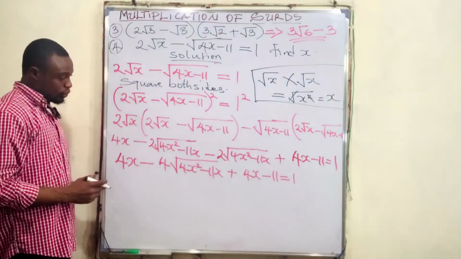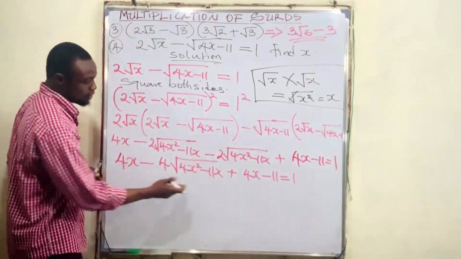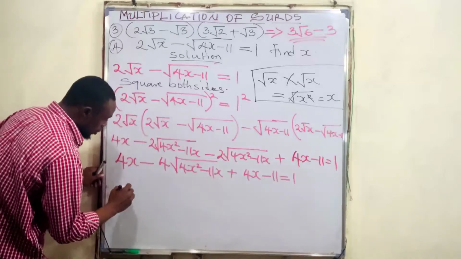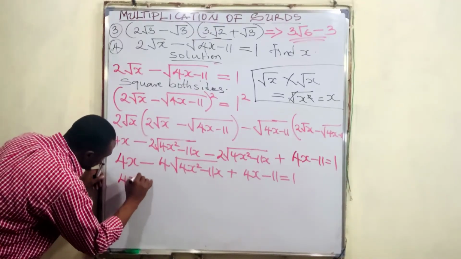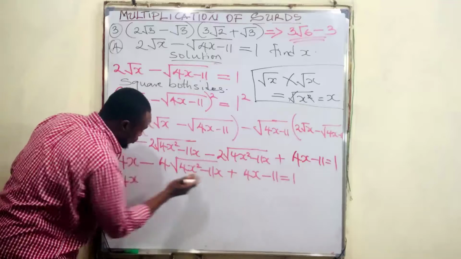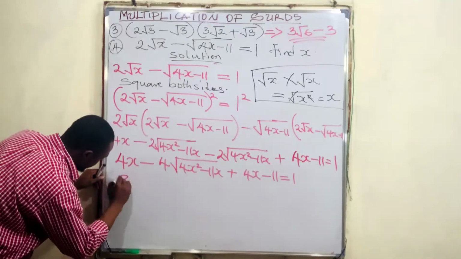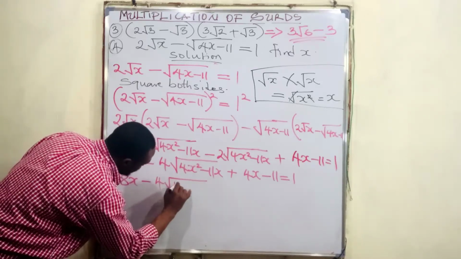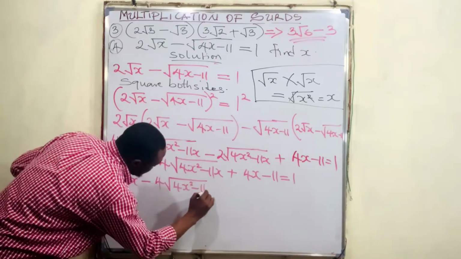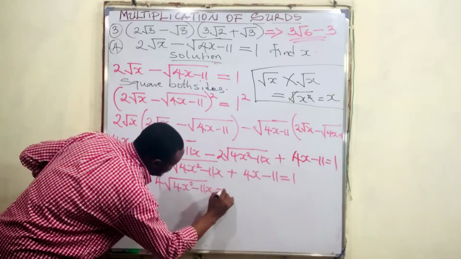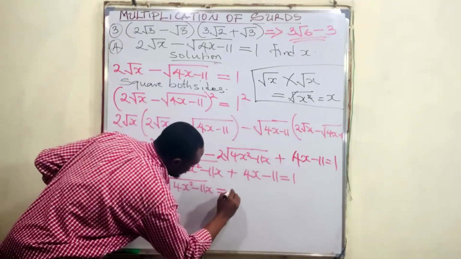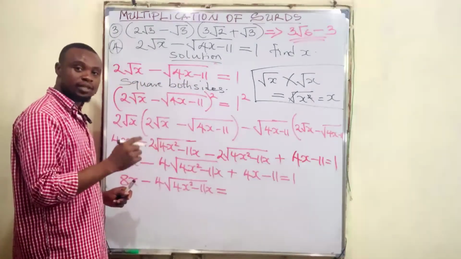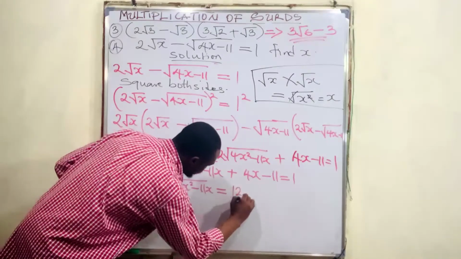Now at this point, we can regroup. So we have 4x here, we have 4x here, and we have minus 11. We can take minus 11 to the other side. So this now becomes 4x plus 4x, which is 8x. So this is 8x minus 4 with the root of 4x squared minus 11x to be equal to what? If minus 11 goes to the other side, it becomes 11 plus 1. Now 11 plus 1 is 12. So I'm going to write 12 here.